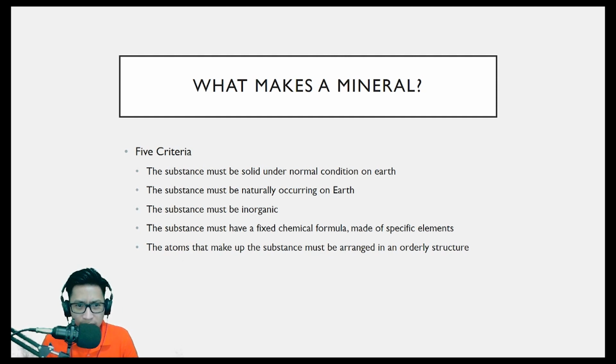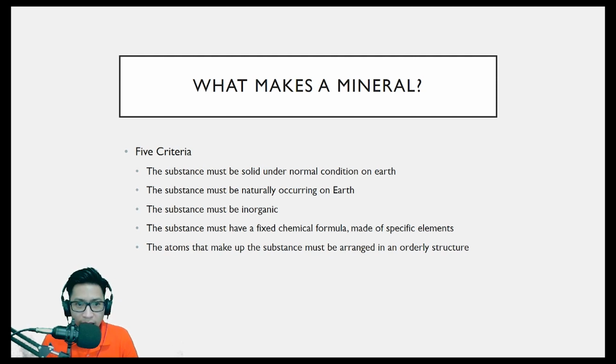The next one is that the substance must have a fixed chemical formula made of specific elements. So, hindi pwedeng madagdagan or mabawasan ang element ng isang mineral. Katulad halimbawa ng diamond. The diamond is made up of pure carbon. Hindi siya pwedeng madagdagan ng ibang elements.